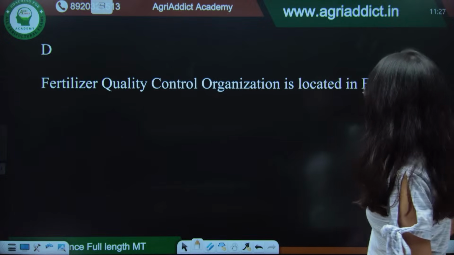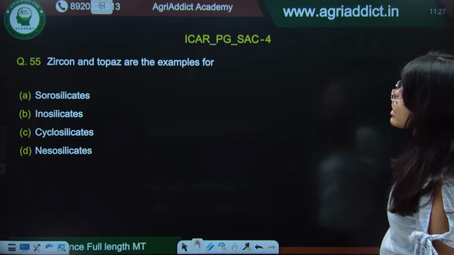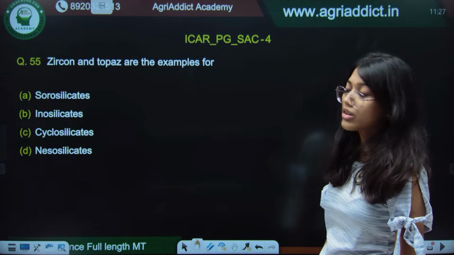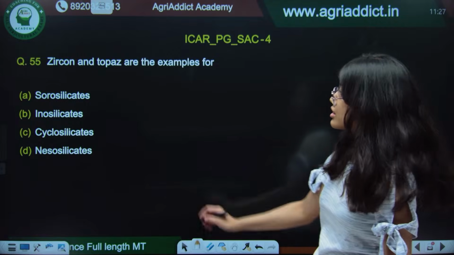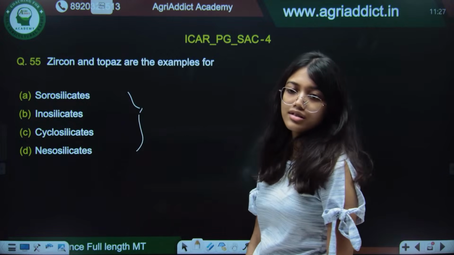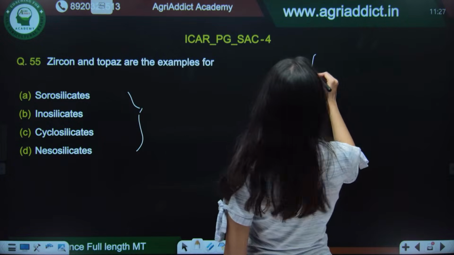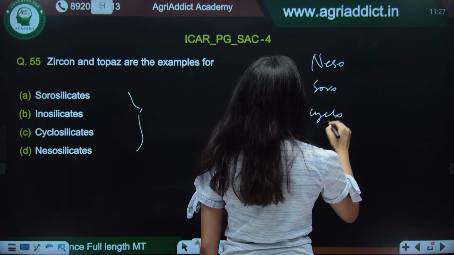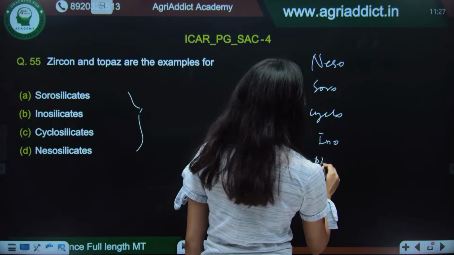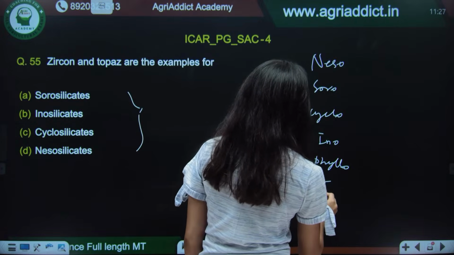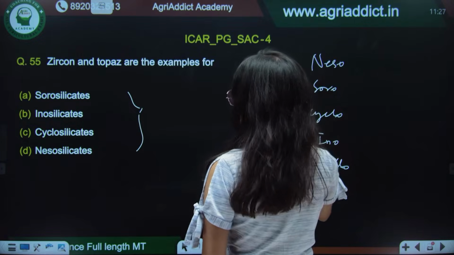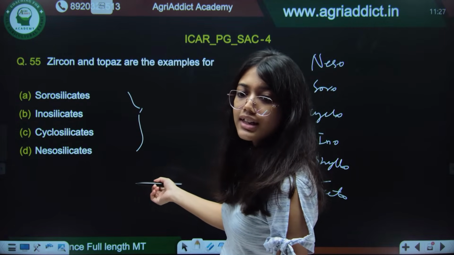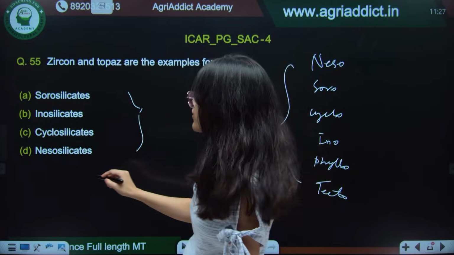Now, coming to the next question, zircon and topaz are examples of. So, these are silicate structures. And we know that the silicate structures are neso, soro, cyclo, ino, phyllo, tecto, right? So zircon and topaz will come under which silicates? Comment in the chat box, guys.